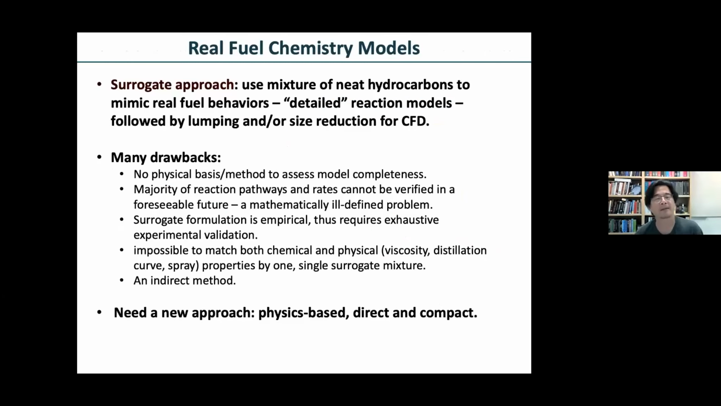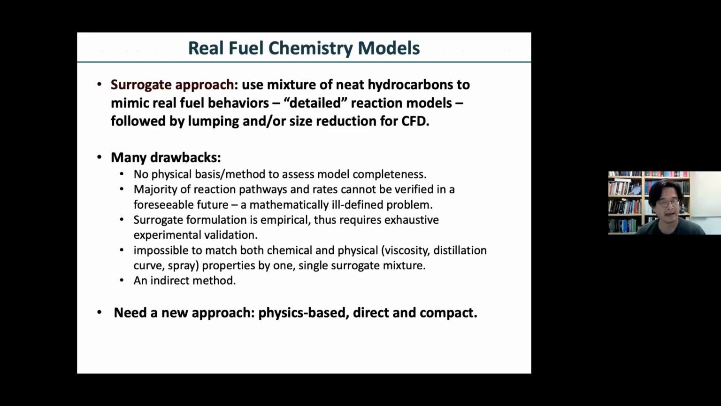Okay. Now, let's talk about real fuel. What real fuel are we talking about? I'm talking about gasoline. I'm talking about jet fuel. I'm talking about a multi-component liquid fuel. It's a soup of many components. It's impossible for us to describe the composition of this fuel exactly. We don't even know the composition exactly.